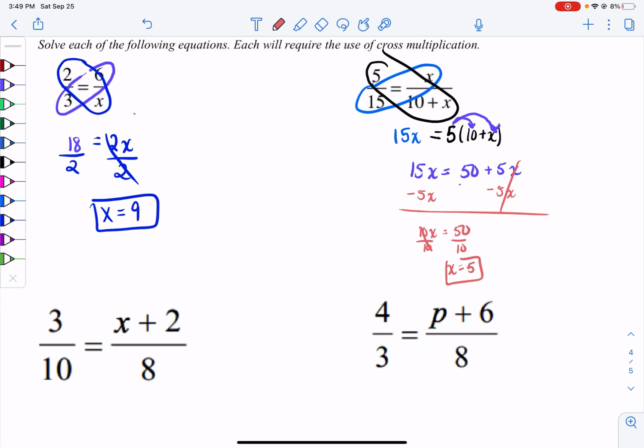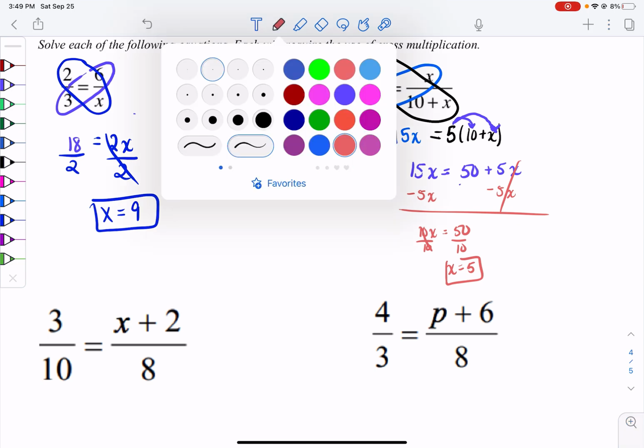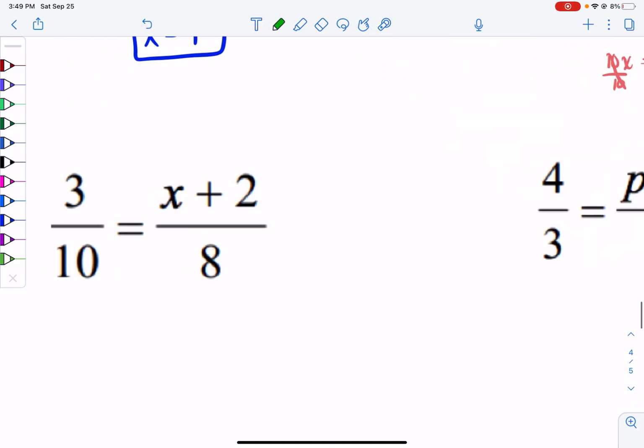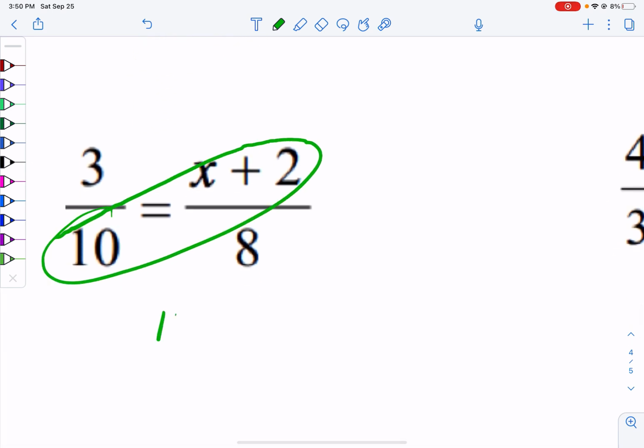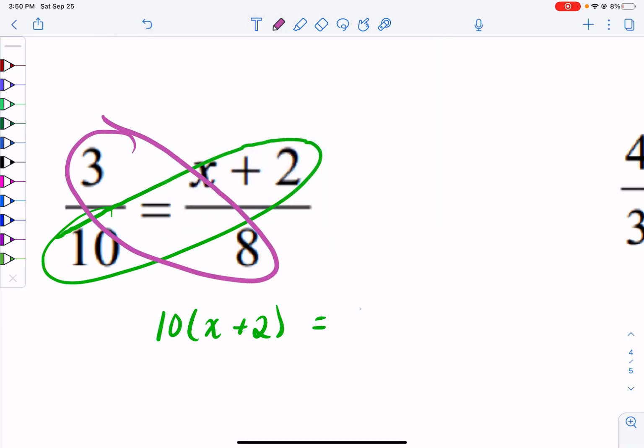Question number 3. I have 3 over 10 equals x plus 2 over 8. I'm going to cross multiply just like I've been doing. So I'm going to do 10 times x plus 2. Remember, it's not just 10 times x, it's 10 times x plus 2. And now I'm going to do 3 times 8. 3 times 8 is 24.